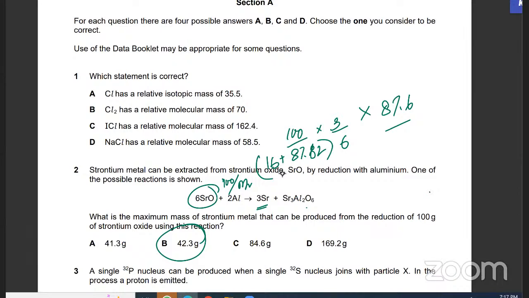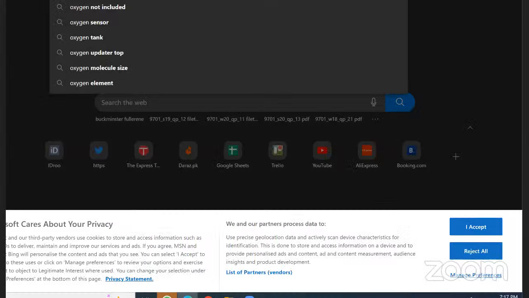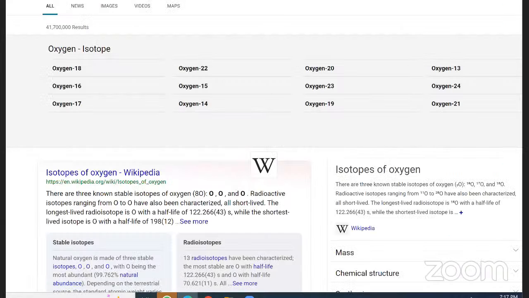Which statement is correct? Cl has a relative isotopic mass of 35.5. Is that true? Yes. So remember, isotopic mass is the mass of an isotope. And the mass of the isotope is always close to a whole number. It can't be 0.5. If I look at oxygen isotopes, they're usually very close to a whole number.